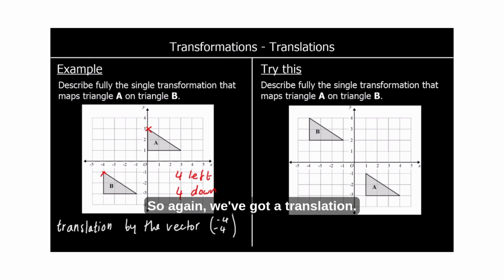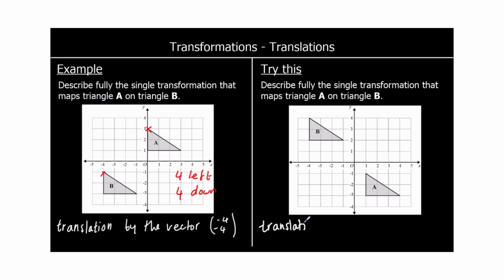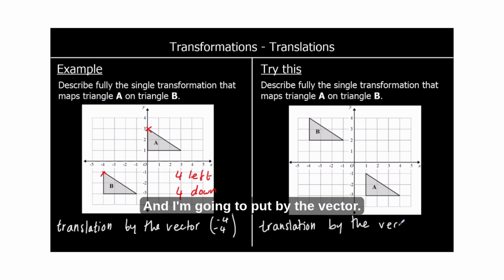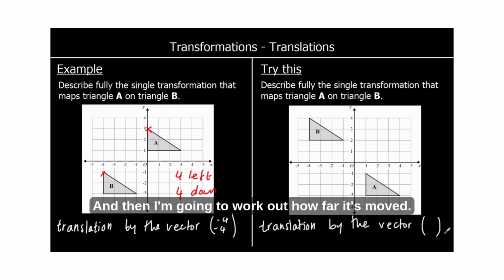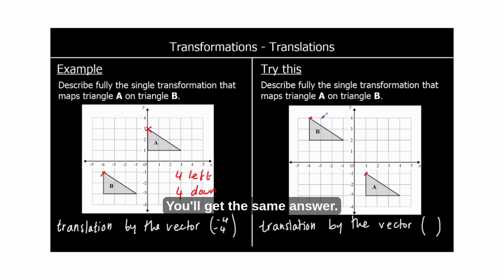So again, we've got a translation. And I'm going to put by the vector. And then I'm going to work out how far it's moved. So pick the same point on both triangles. It doesn't matter which point you pick. You'll get the same answer. So from A to B, it's gone 1, 2, 3, 4, 5 left. And 1, 2, 3, 4, 5 up.